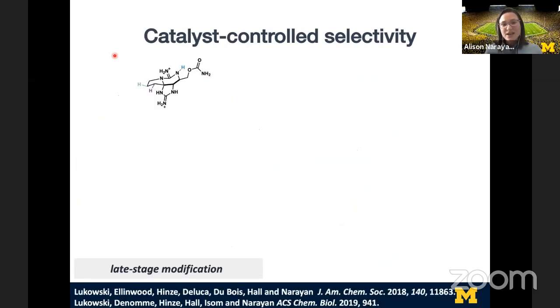And so I want to bring it back to this idea of selectivity, and specifically catalyst controlled selectivity, which can give you a way to efficiently build molecules. And so we think of catalyst controlled selectivity in biocatalysis having a few advantages when applied in synthesis. And so one thing that we're interested in within my group is the idea of using selective enzymes in order to do late stage modifications of molecules.